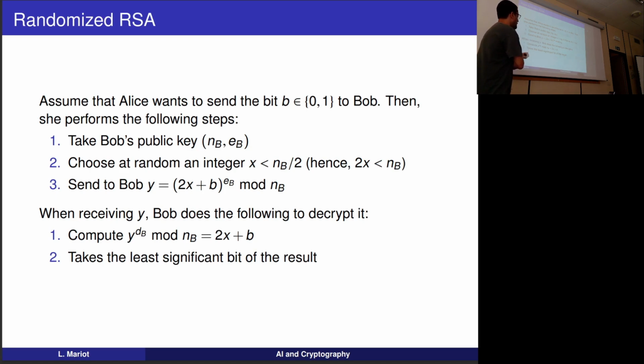And then at this point, it is quite simple because Bob will just compute the decryption, that will be 2 times x plus b. And then he will take the least significant bit, and this will be the secret bit that Alice wanted to send.